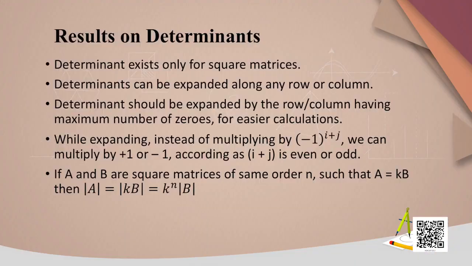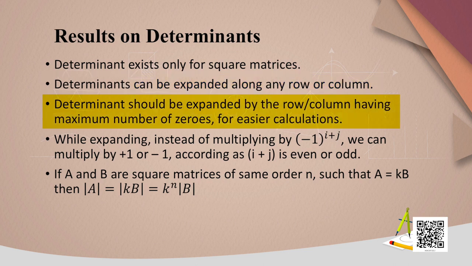So, let us proceed further. Results on determinant. They are very important results. Determinant exists only for square matrices as we have already seen. Determinant can be expanded along any row or column. We have just evaluated it by using first row. Determinant should be expanded by the row or column having maximum number of zeros. Why so? So that calculations become easier.